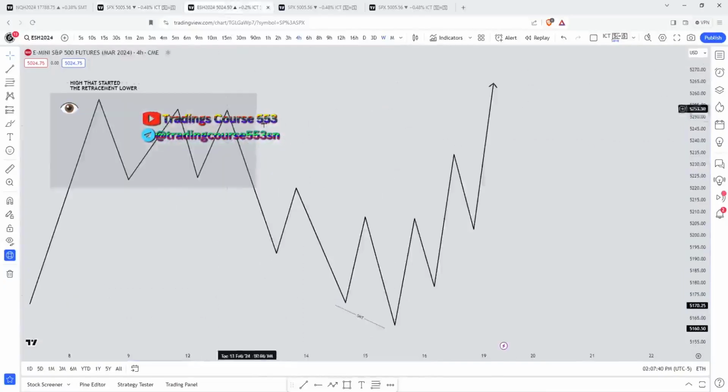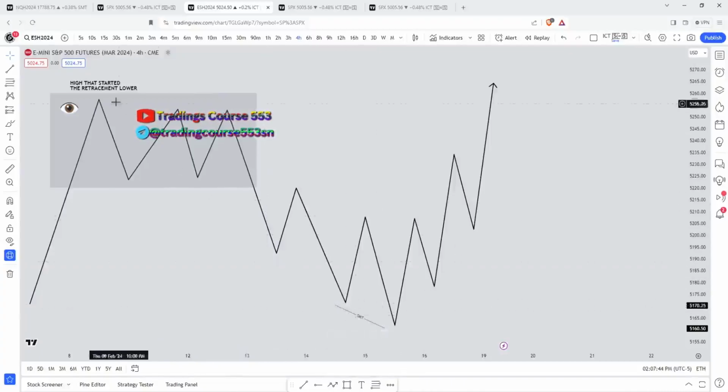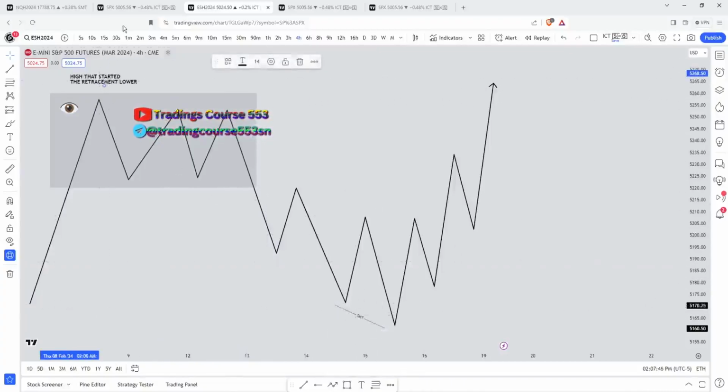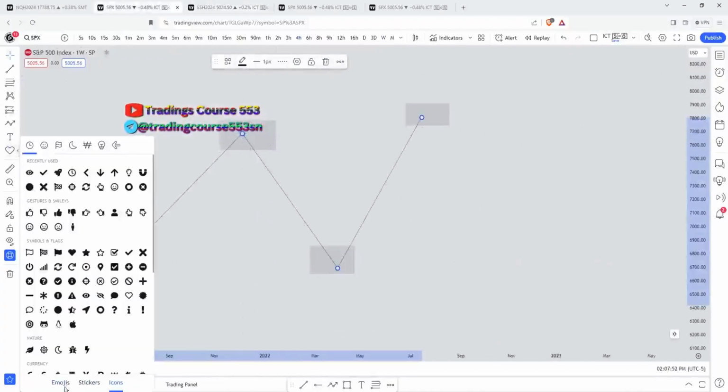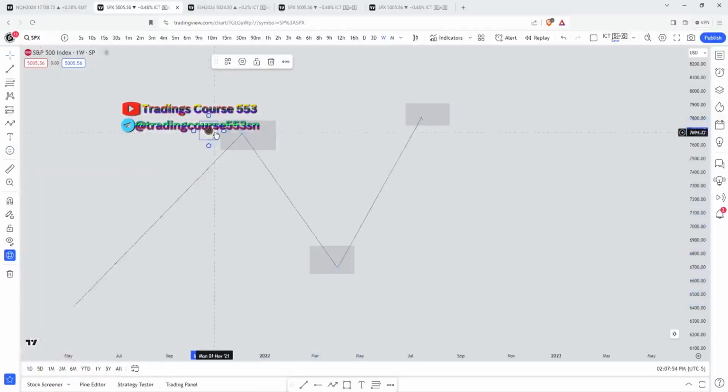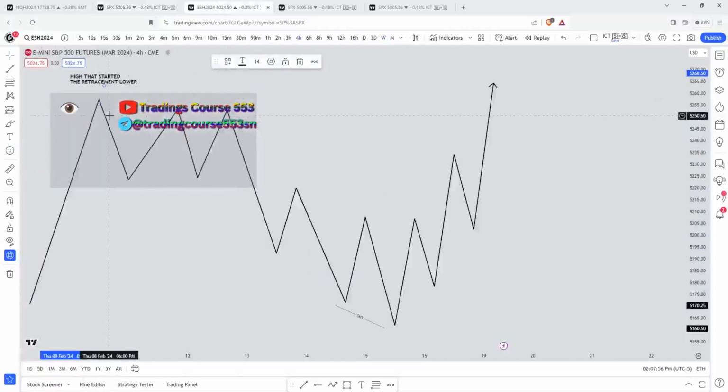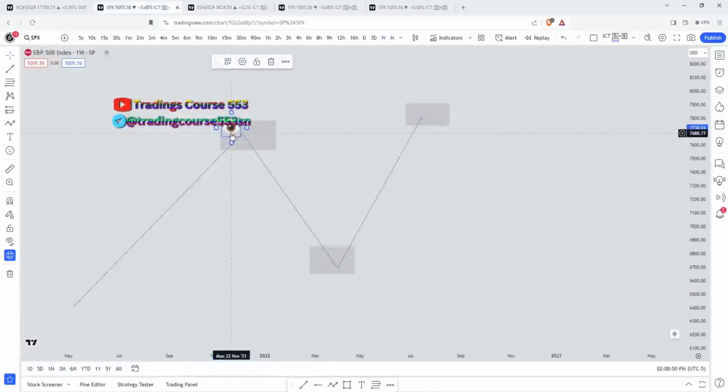Now, if we dive into another example over here, actually, this is the one that we just took a look at, but you see this high is the high that started the retracement lower. So if we look over here, that would be this high. So I'll put the little eyeball here and we'll compare these two highs. So we have this high and then we have this high. So let's say that this is a 5-minute time frame and then this is a 1-hour time frame. So all we're looking for is that high that started that retracement lower.